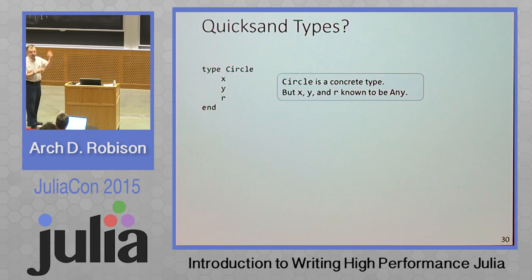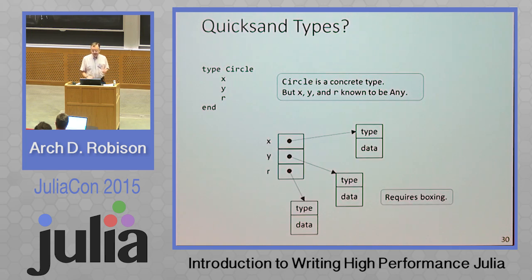So if you have a type definition here, like circle, the compiler knows, yeah, it's got an x, y, and r. But what it doesn't know is what the types of x, y, and r are. They're any, as far as the type system is concerned. And so the compiler, to lay that out in memory, yeah, it's going to lay out little boxes for x, y, and r, but it's going to have to box the contents. So there are going to be a bunch of pointers off to the other pieces. So it's going to require the boxing. We're going to take the hit from the heap allocation and the dynamic dispatch.